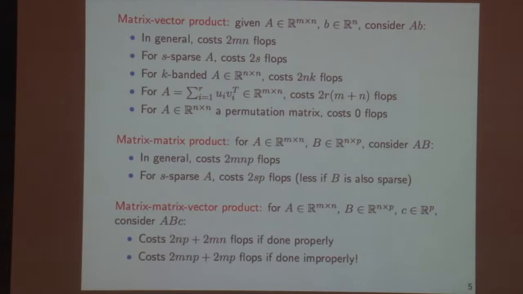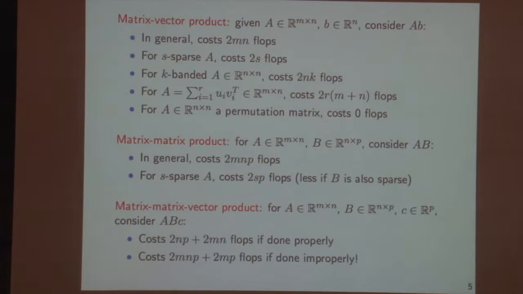So theme alert: sparse matrices, we can do things more cheaply. Banded matrices, we can do things more cheaply. Permutation matrices, we can do things for free according to this measure of complexity. So these are the things that we want to look out for if we're able to structure things accordingly.